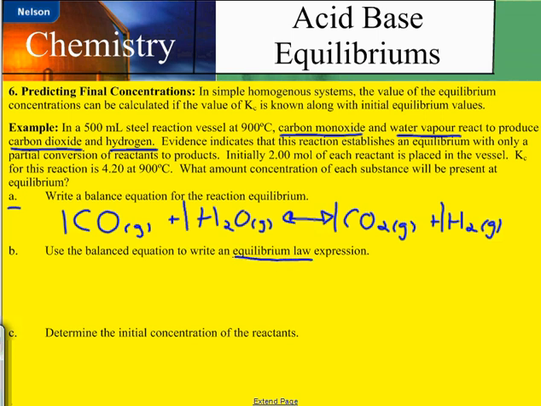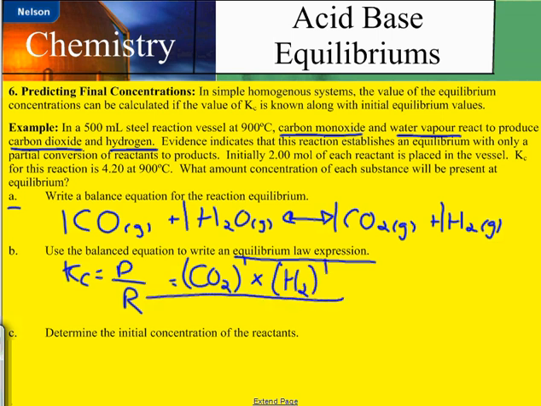Now we want to use this to write an equilibrium law expression. Remember, expression means we're showing a relationship between variables. There's no numerical values that we're subbing in. We're not solving for an answer. Kc equals products over reactants. So we have CO2 to the power of 1 times H2 to the power of 1 divided by CO to the power of 1 times H2O. Because water is a vapor in this case, we're going to include it in the equilibrium law expression. Liquid water and solids are never included.